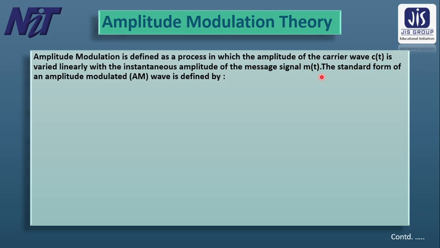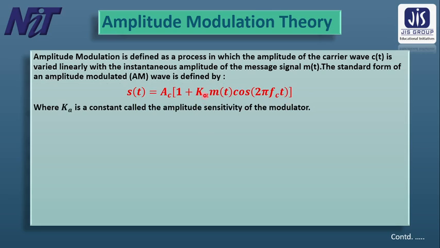Then the standard form of the amplitude modulated wave is defined by this expression, where s(t) equals Ac into 1 plus Ka m(t) cos 2 pi fc t, where Ka is the constant called the amplitude sensitivity of the modulator, Ac is the amplitude of the carrier, and fc is the carrier frequency.